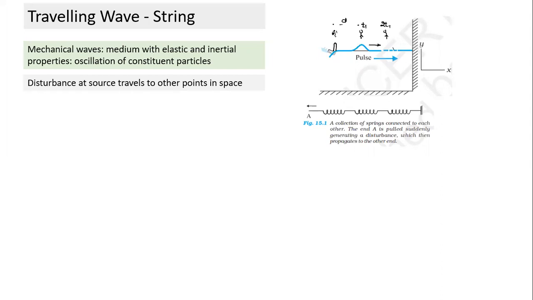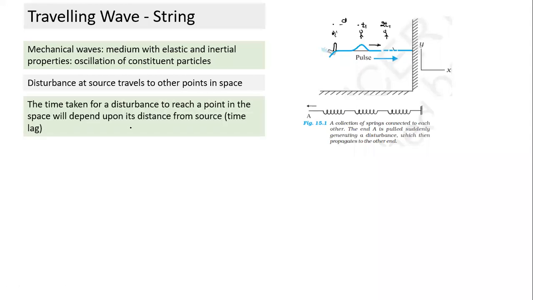So here also, the disturbance which has been created here, in sound also exactly the same happens. Whatever nature of disturbance is created, whatever wave pulse is created here, it travels in space. The farther the point is, the more time the disturbance takes to reach it. So the time taken for a disturbance to reach a point in space will depend on the distance from the source. So there's a time lag.